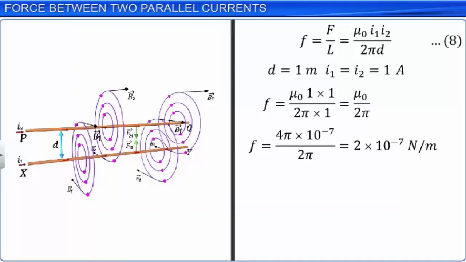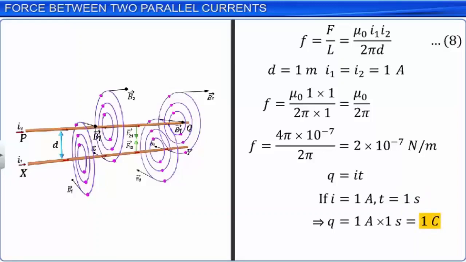The SI unit of charge is also defined from the unit of current. If a constant current of 1 ampere passes through the cross-section of a conductor in 1 second, then the charge passing through it is said to be 1 coulomb. Practically, it is not possible to demonstrate the force between the two current-carrying conductors we discussed, as the effects of magnetism are generally smaller than the effects of electricity.